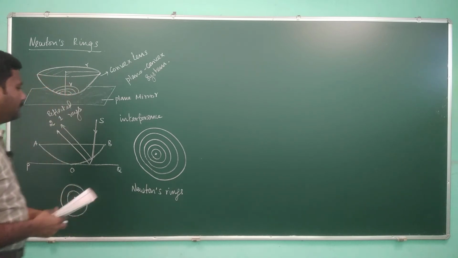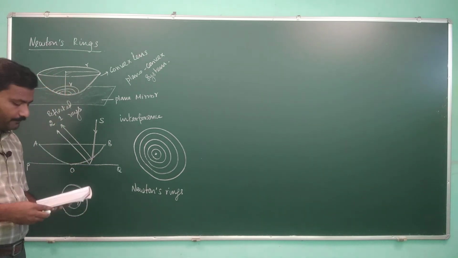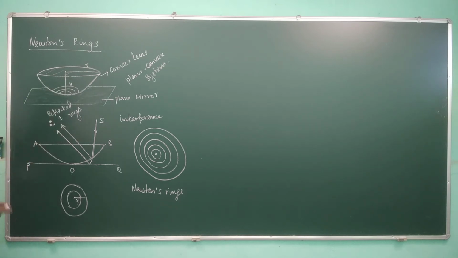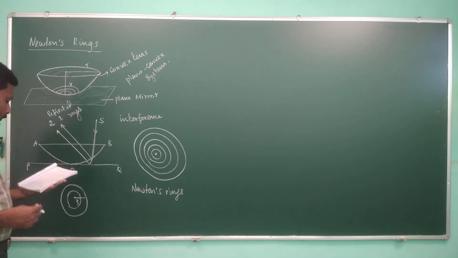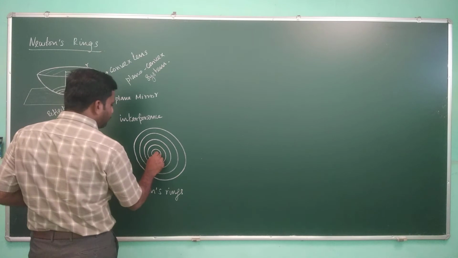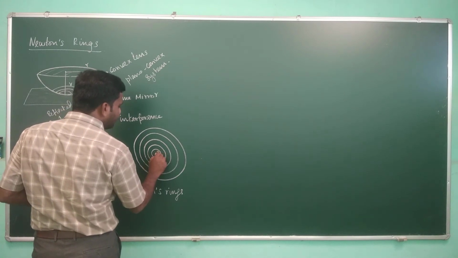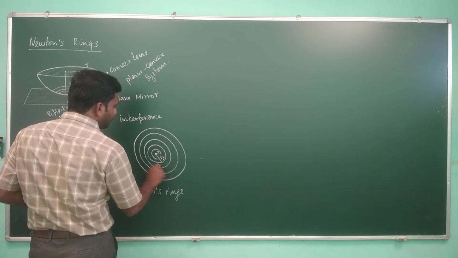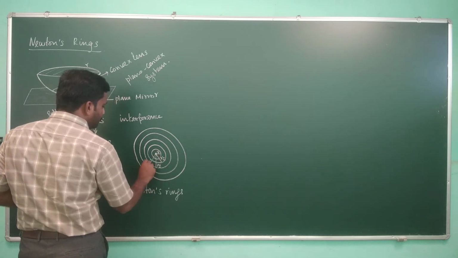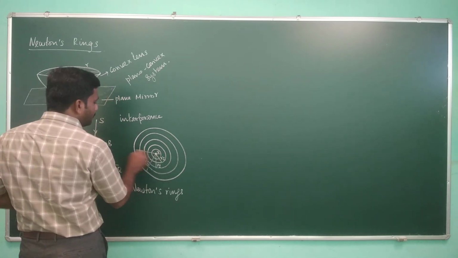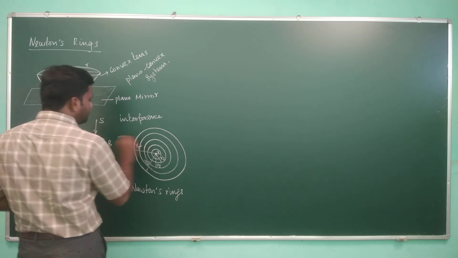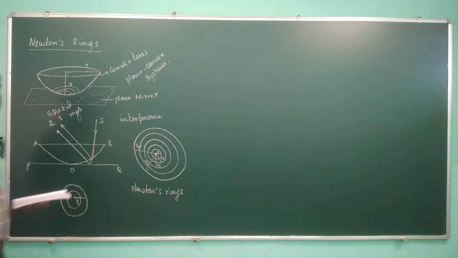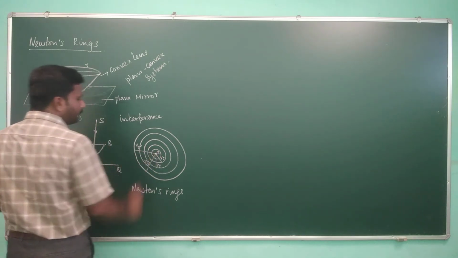So this creates Newton's rings. So this is the idea of Newton's rings. Now see, as the rings are formed, we need to calculate the radius of the rings. That is the next part of our discussion. So what is the radius of a particular ring from the center?